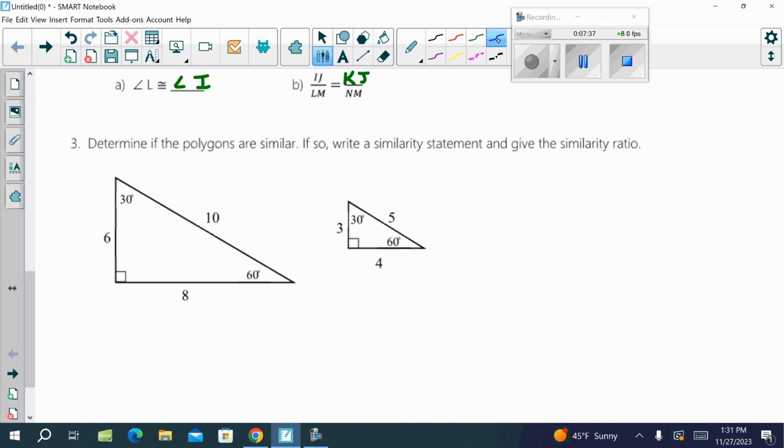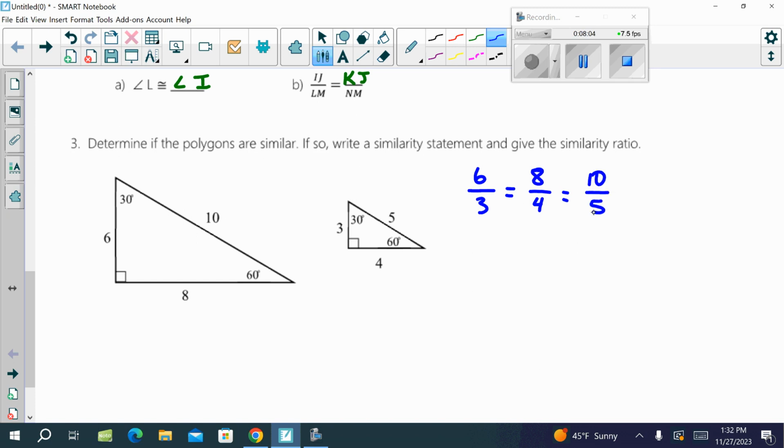The measure of the corresponding side. Yeah, we need sides to be proportional. So that means if I go 6, we have to make those fractions. So 6 corresponds to what side on the other triangle? 3. So that fraction has to equal, if I go 8, what's its corresponding side? 4. And that fraction has to equal, if I go 10, it's to 5.